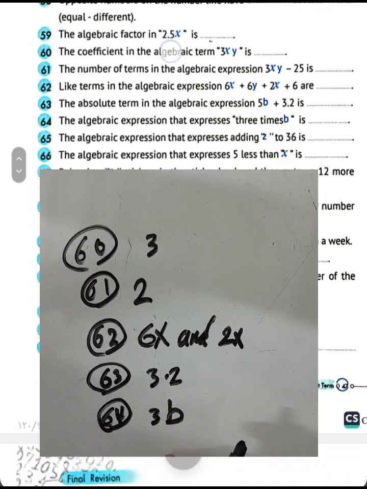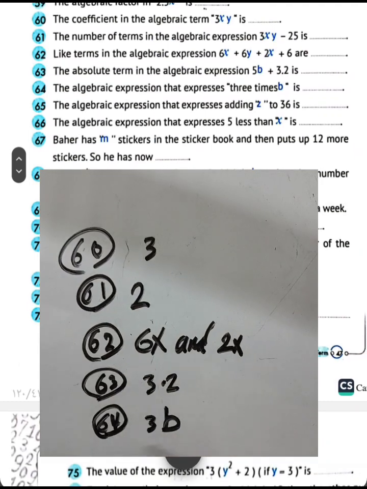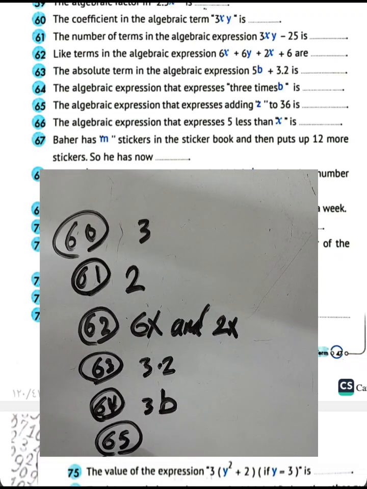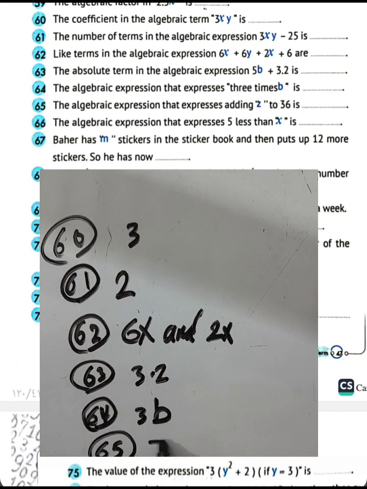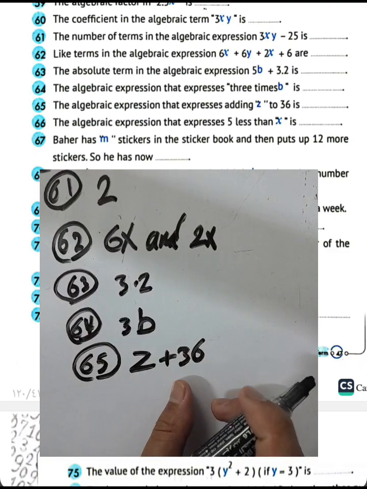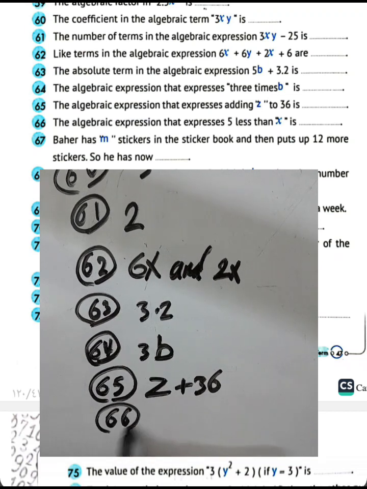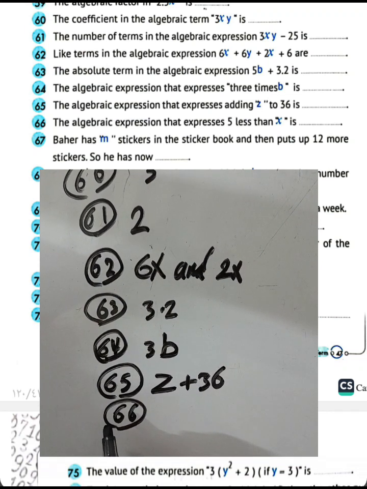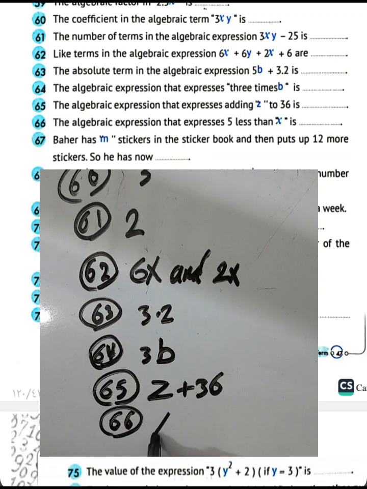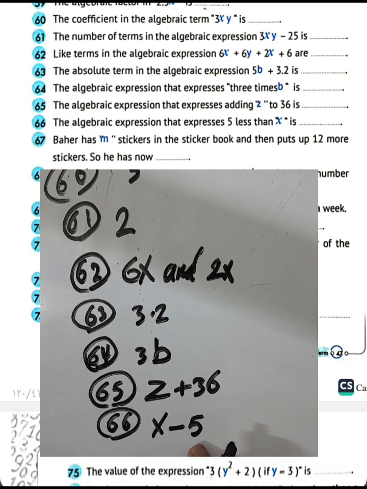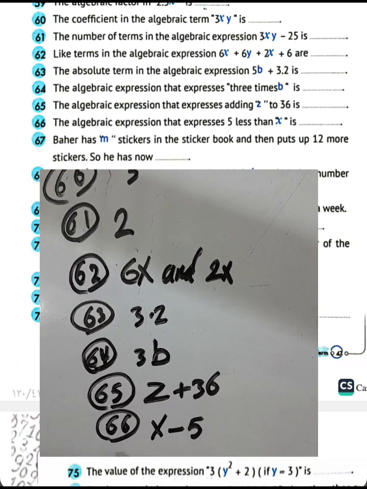Okay. Question 65. The algebraic expression for adding z to 36 will be z plus 36. Adding z to 36, it will be z plus 36. Question 66. The algebraic expression that expresses 5 less than x. So x here we call the minuend, and 5 we call the subtrahend, and the result will be x minus 5.